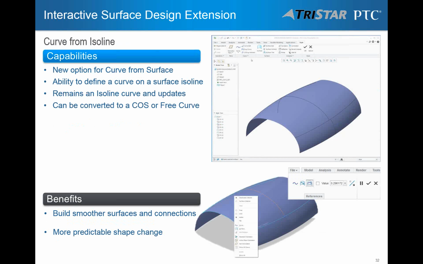We have now the ability to create a curve from an iso line. This is a new option for curve from surface. The ability to create the curve defined on the surface as an iso line, and it remains an isoline curve and updates, but can also be converted to a curve on surface or a free curve.